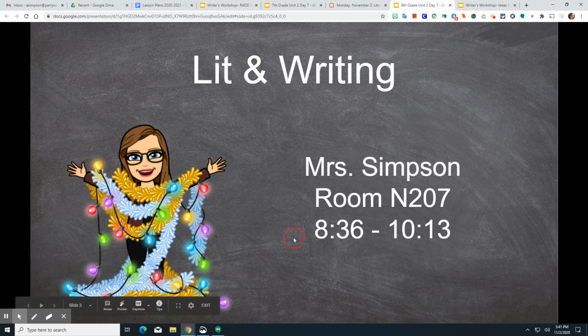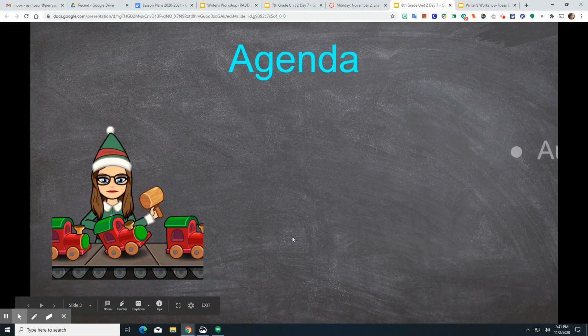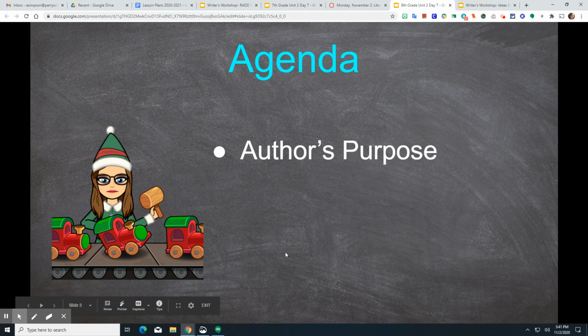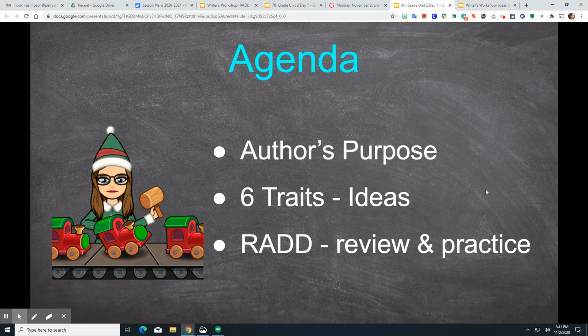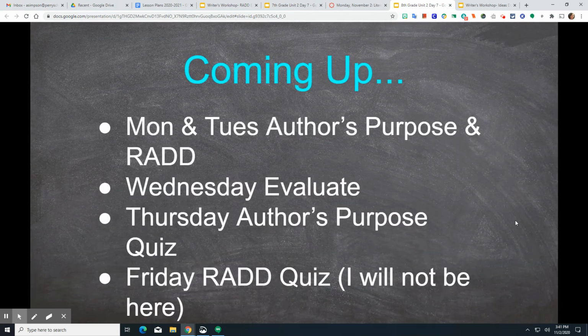Okay, today in Lit and Writing, we are going to talk about author's purpose again. We're going to talk about this idea trait. There are 6 traits. We're going to talk about ideas today. And we're going to review RAD and practice. Some things you need to know.